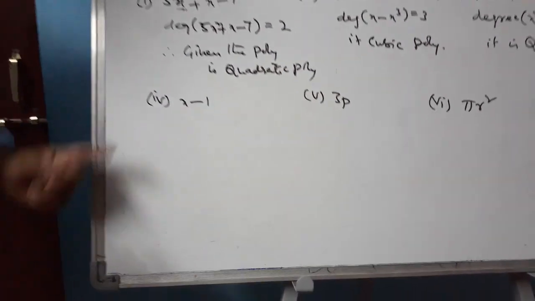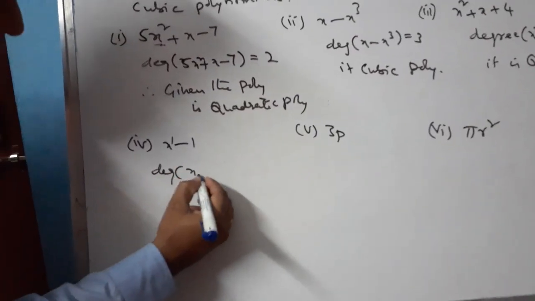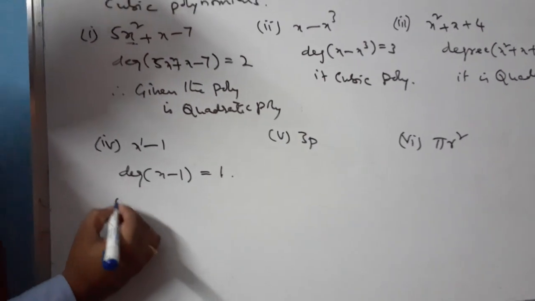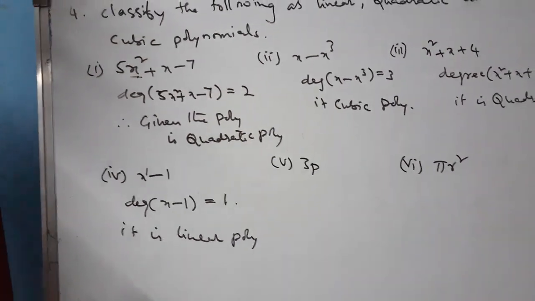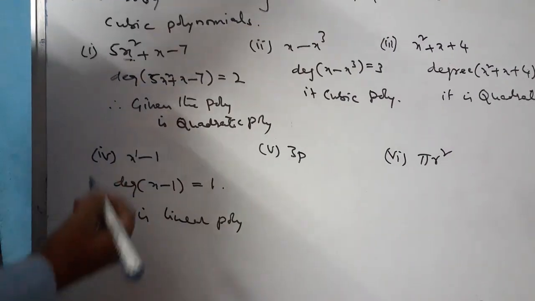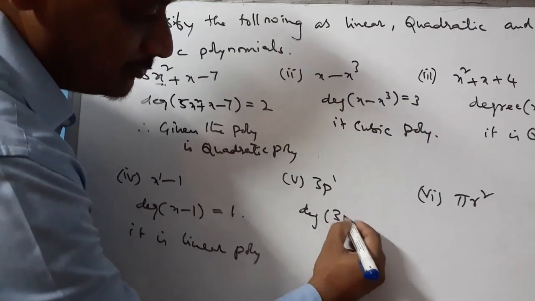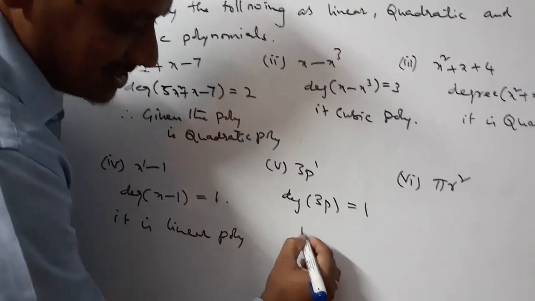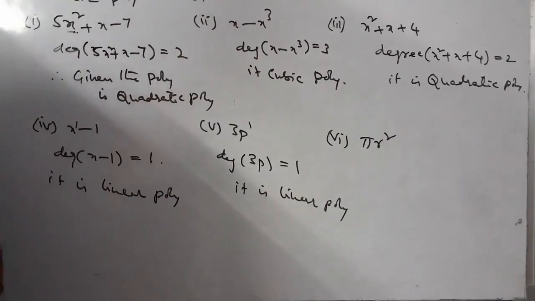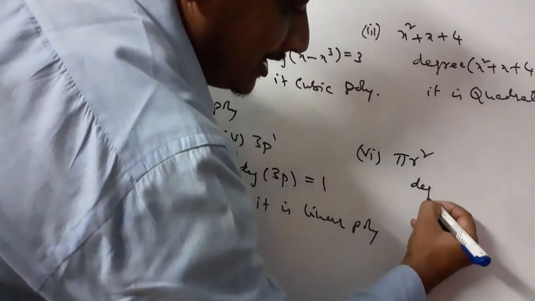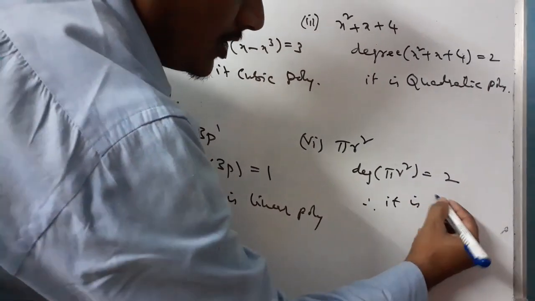Here the fourth one, it is x minus 1. The highest power is 1, so the degree of x minus 1 is 1. So it is a linear polynomial. Here also, here it is 3p. Here it is p power 1. The degree of 3 into p is nothing but 1. So it is also a linear polynomial. So pi r square, the degree of pi r square is equal to 2. Therefore it is a quadratic polynomial.